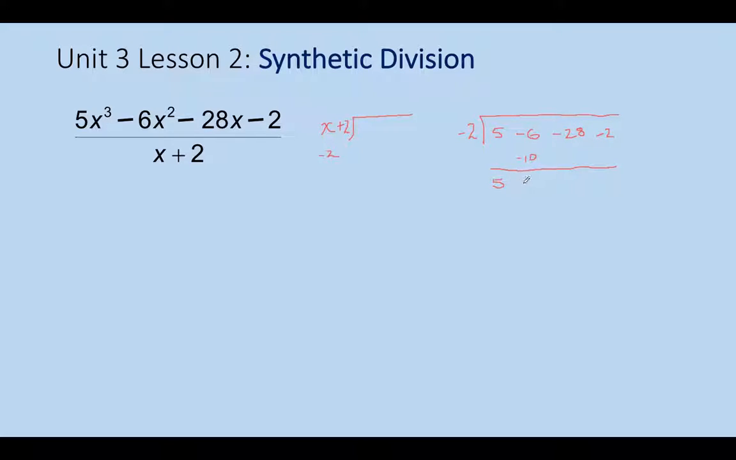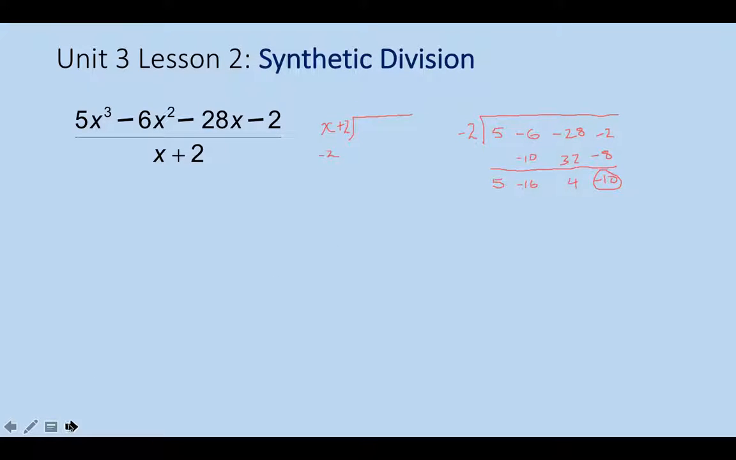Negative 6 minus 10 is negative 16. That makes for positive 32 here. Negative 28 plus 32 is 4. And let's see. Yeah, so then I got negative 8. And so negative 2 minus 8 is negative 10. And again, we can clearly see that x plus 2 is not going to be a factor. Negative 2 is not going to be a solution because this is not equal to 0.